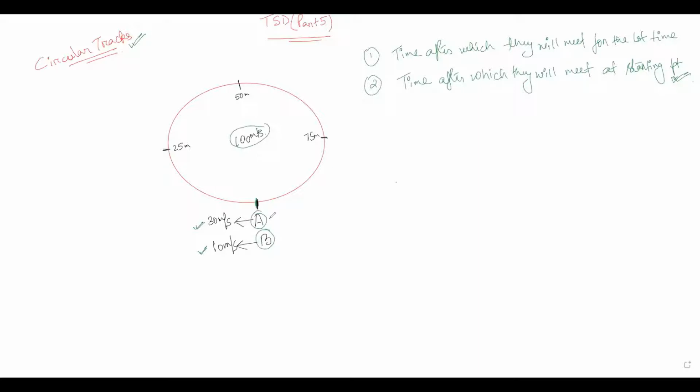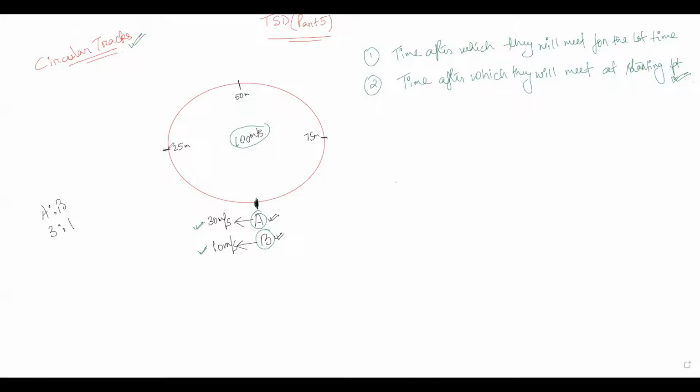Now, A is traveling with a speed of 30 meters per second and B is traveling with a speed of 10 meters per second. So the ratio of the speeds of A and B would be simply 3:1. So that means when A covers 3 parts of the distance in the same time, B would be covering 1 part of the distance.